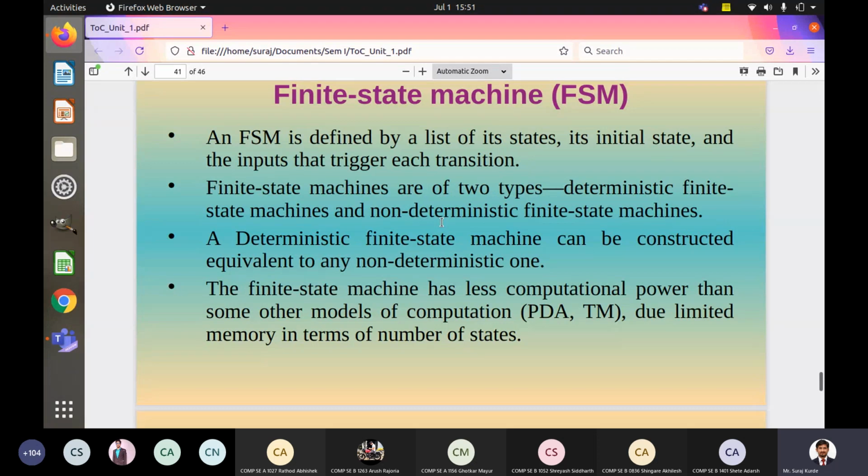Remember the intermediate results. A finite state machine only has states, transitions, and input. There is no memory to store the result of the transition or the output of the automaton. So that is the limit on the finite state machine, due to which it has less computational power.